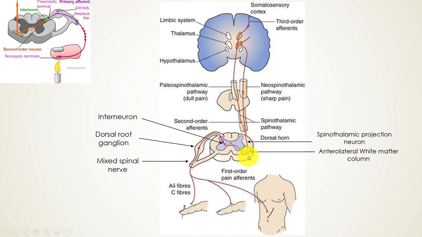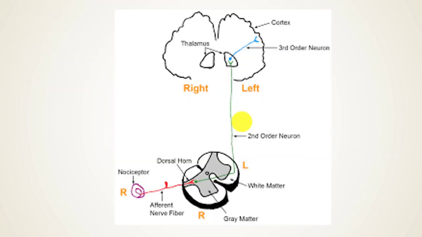In the same manner, spinothalamic projection neurons in the left dorsal horn send their axons across the spinal cord into the right anterolateral white matter column. And then it ascends on the contralateral side and goes to the contralateral side of the brain. See, these axons moving from the contralateral white matter columns ascend all the way up to the thalamus, and they move through the spinothalamic tracts, right? So sensory information coming from the left side of the body goes to the right side of the brain.